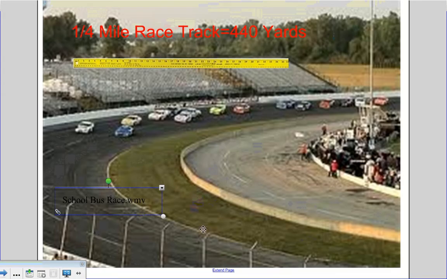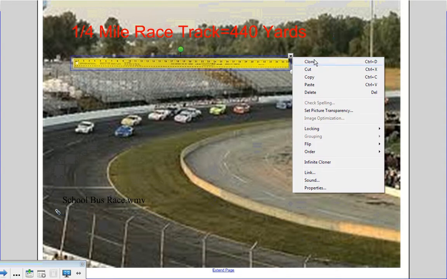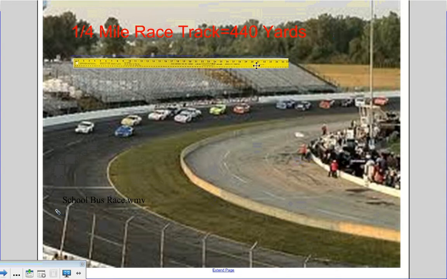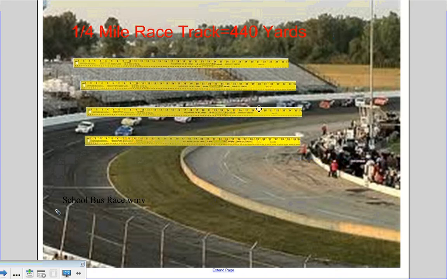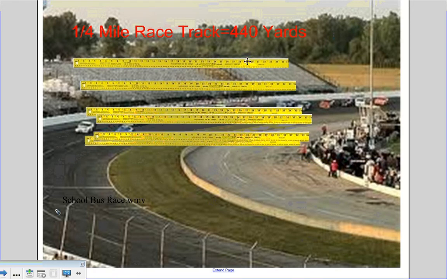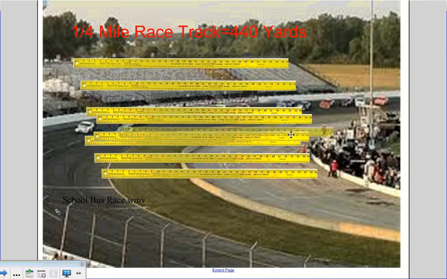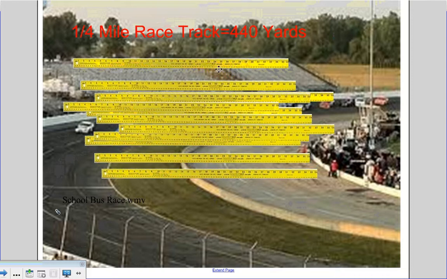All right, let's talk about a little bit more. Okay, we're going to get a little bit bigger now. This is a quarter-mile racetrack, or 1/4 of a mile. If we divided a mile into 4 parts, this would be 1 part. A quarter-mile racetrack is equal to 440 yards. So I would have to actually clone this 440 times to make it as long as this quarter-mile racetrack. That's a lot of yardsticks, isn't it?